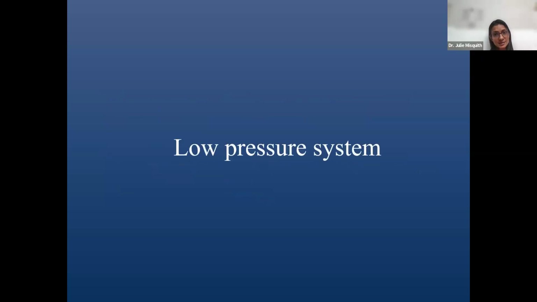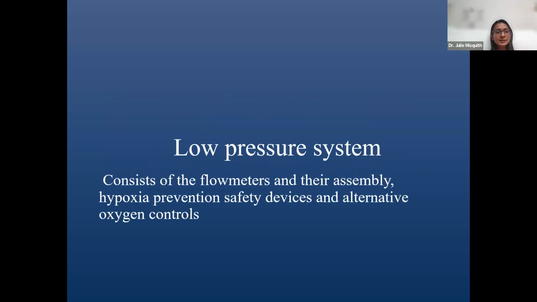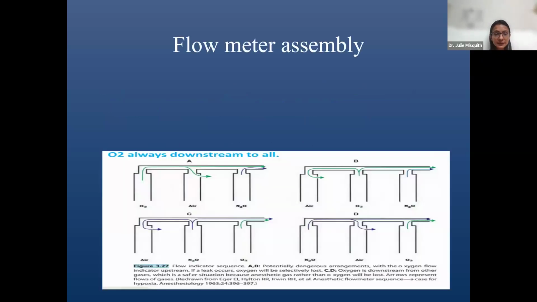Now coming to the last system, the low pressure system, which comprises the flow meters and assembly, the hypoxia prevention safety devices, and the alternative oxygen controls. Now the flow meter assembly: potential or actual oxygen loss can happen if the oxygen flow meter is upstream of the other flow meters, and this happened in the older machines because at that time the oxygen flow meters used to be upstream of the other gases.